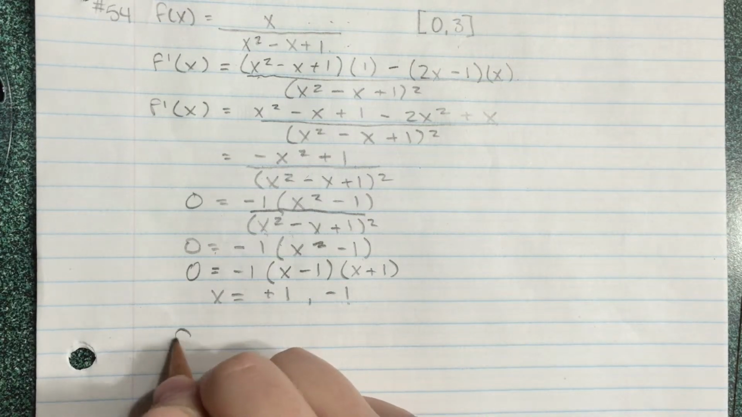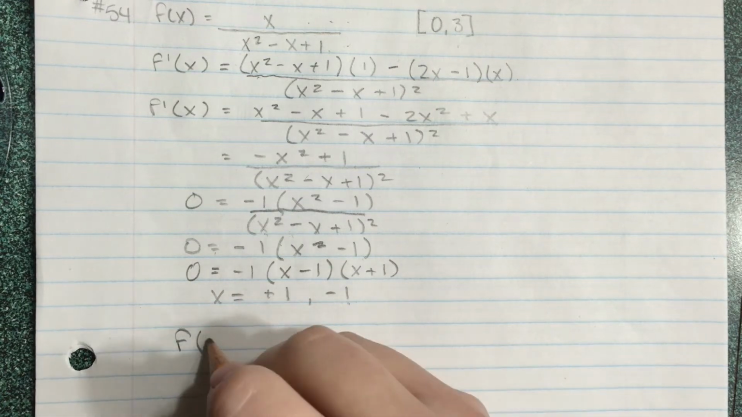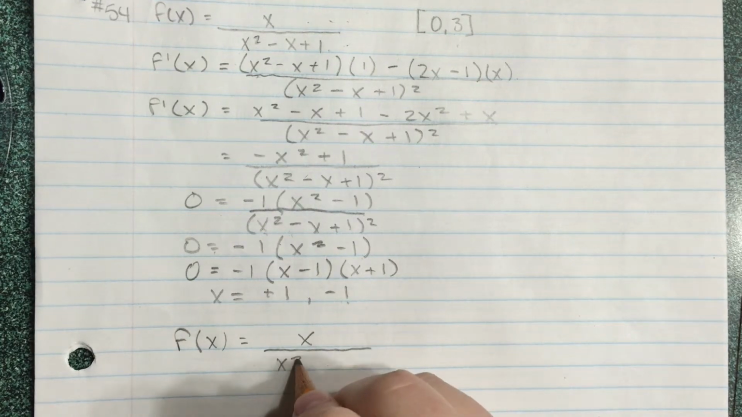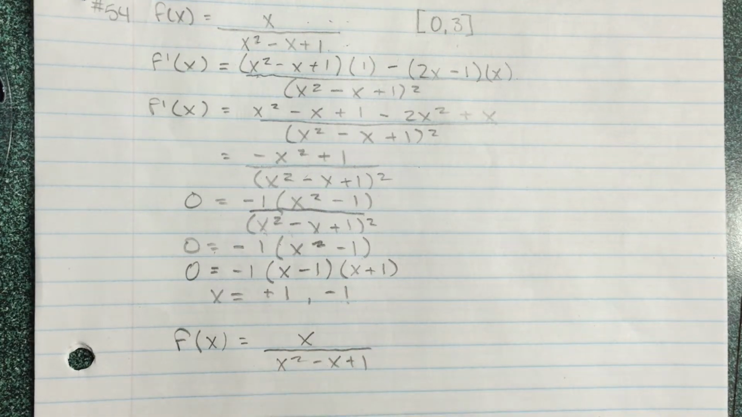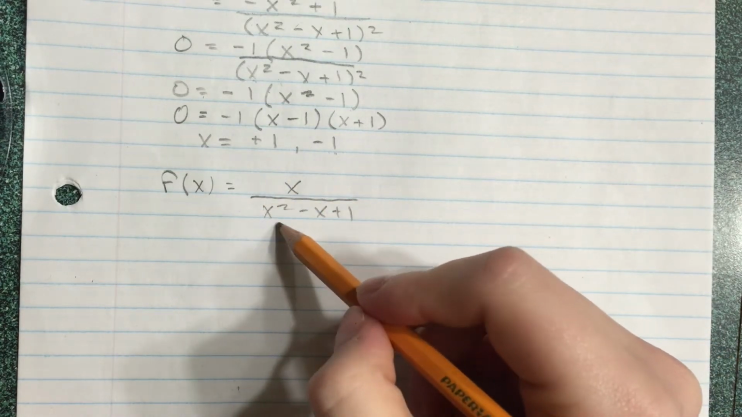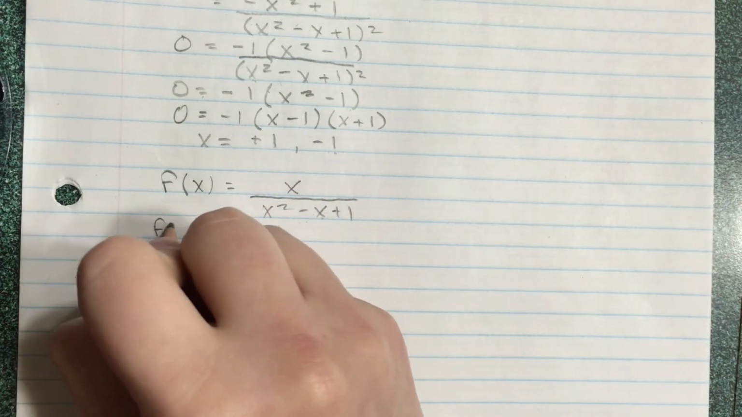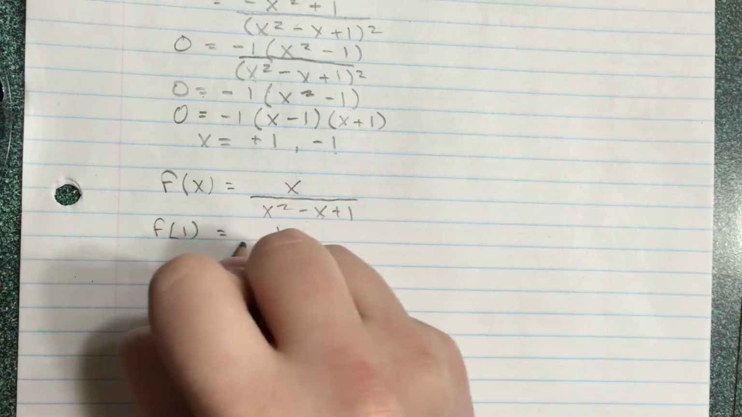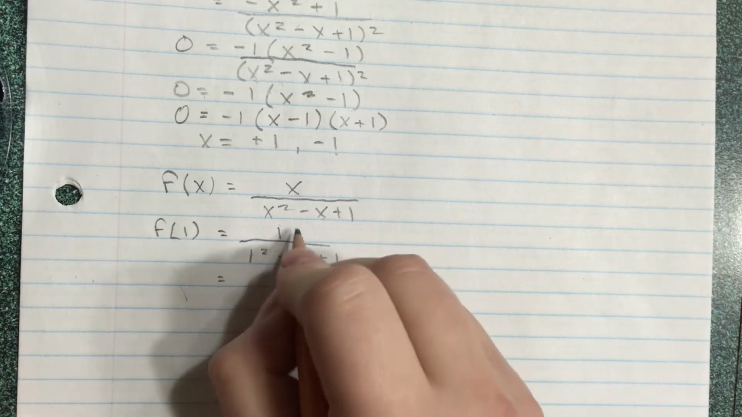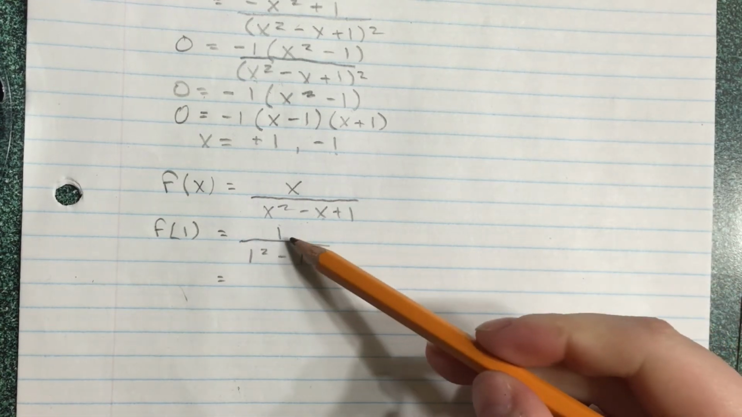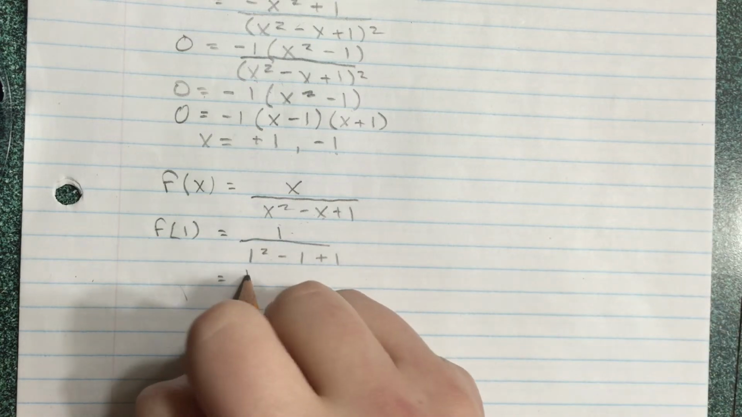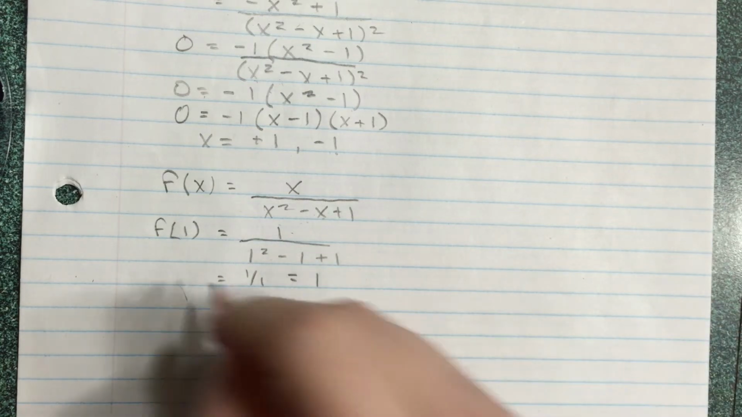So we're going to check our original function, which is f of x equals x over x squared minus x plus 1. So we're going to check all of our critical points that we found and our endpoints in this function. So we're going to write f at 1 is equal to 1 over 1 squared minus 1 plus 1. So if you do the math for it, it's 1 over 1 minus 1 plus 1, which makes the bottom 1, which is 1 over 1, so 1.